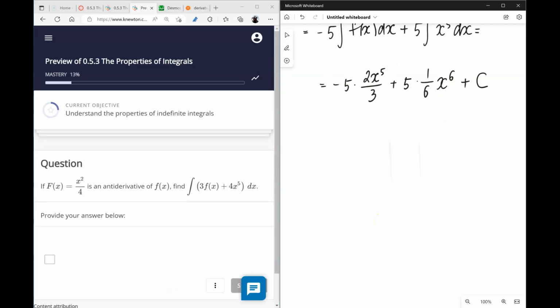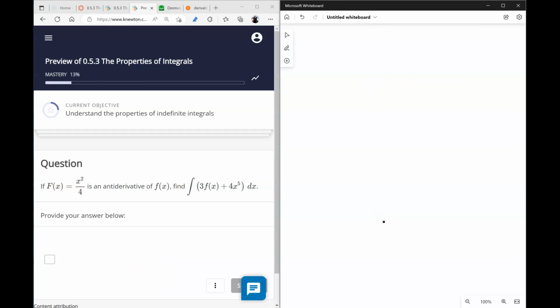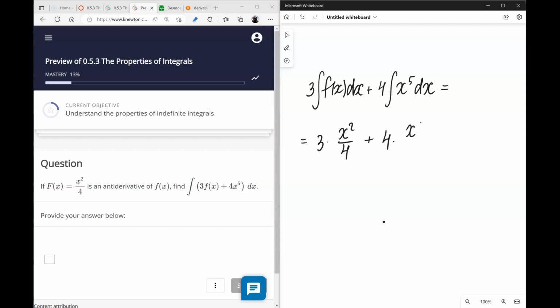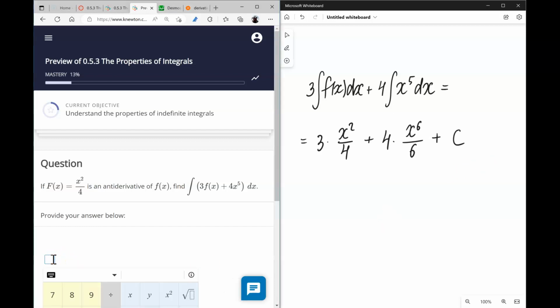Very similar problem, so we're gonna try to be very efficient. So I'll just write the answer. The answer is 3 integral of f of x dx plus 4 integrals of x to the 5 dx. So the integral of f of x is given to be x squared over 4, and the integral of x to the 5 we know to be x to the 6 over 6. And let's not forget plus c. Sometimes the hardest part of doing the homework is actually typing the answer carefully.